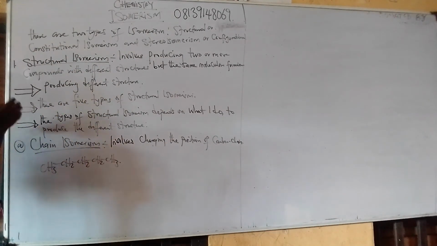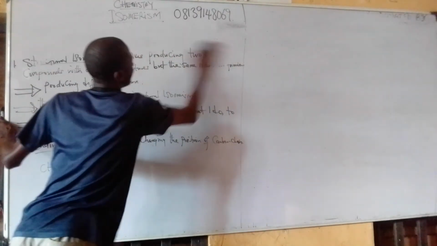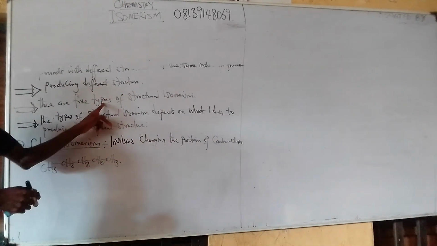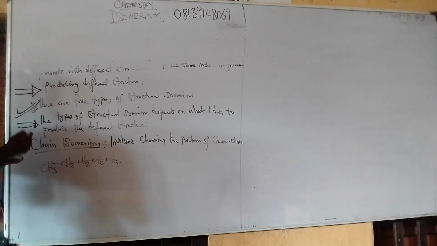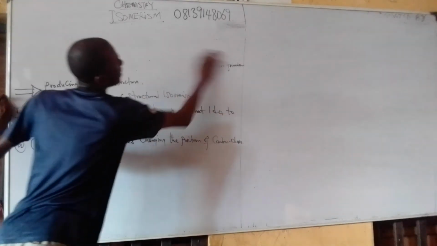I'm still talking about structural isomerism. There are 5 types of structural isomerism. Remember I told you that there are 5 types of structural isomerism. So we are still on this.